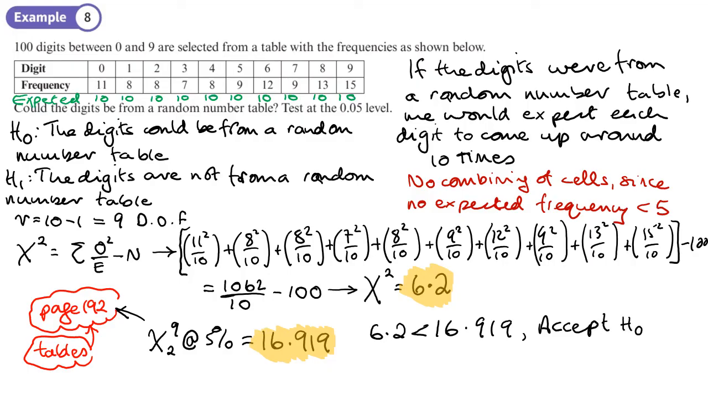and then we just write our conclusion that the digits could be from a random number table. So you just copy out what you wrote for H0, could be from a random number table.